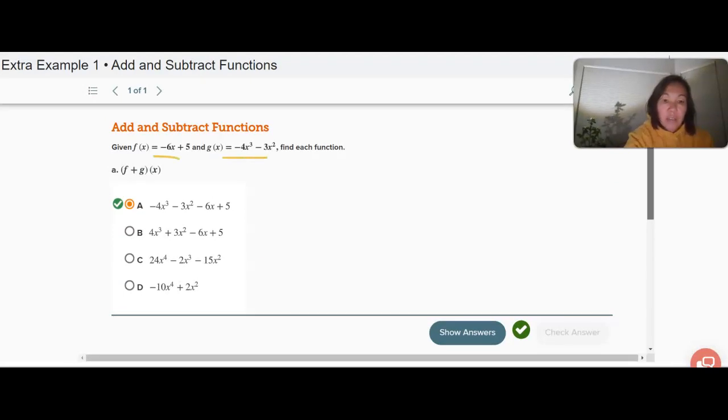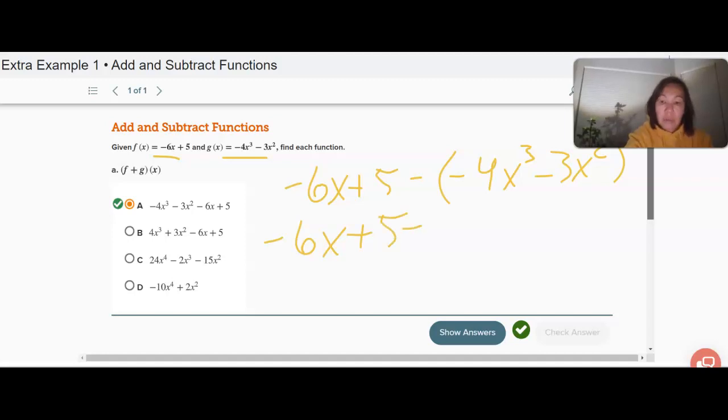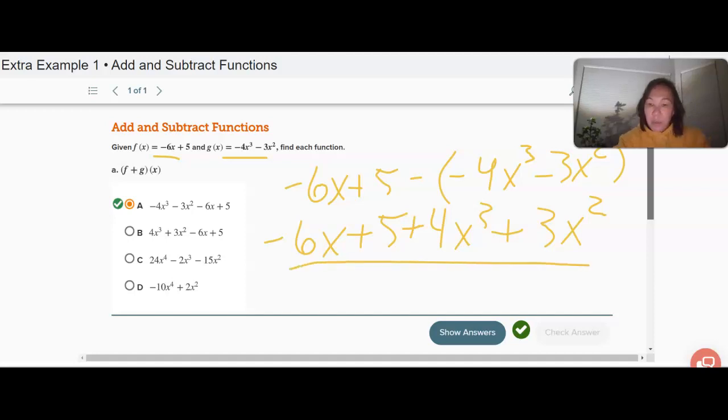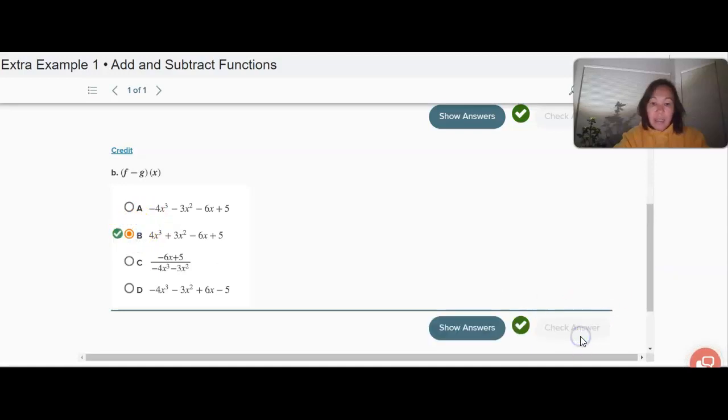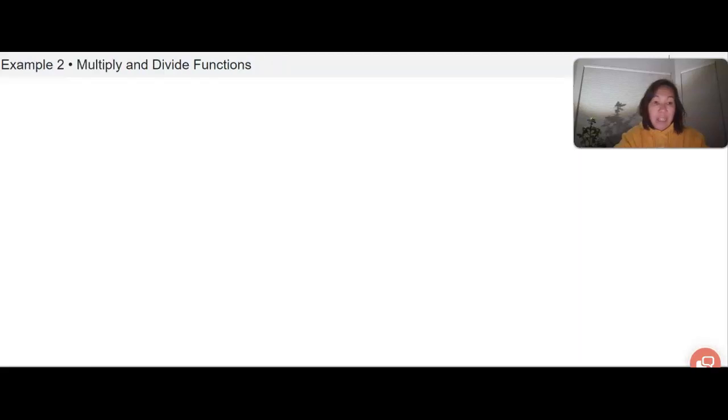F minus g of x, I take f of x and subtract the whole quantity of g of x. So be careful there. Make sure you're distributing that negative sign. So I'm going to rewrite this without parentheses. This will be minus a negative, so plus 4x cubed minus a negative, so plus 3x squared. And so this is basically our final answer, but rearrange it so it's in descending order, and that would give us this one right here for our final answer. So that's addition and subtraction. Again, basically just combining like terms.